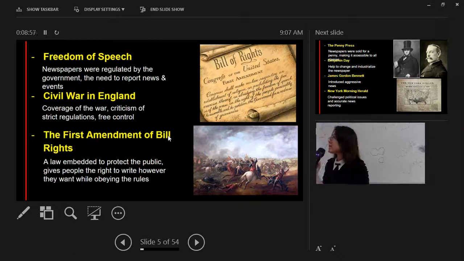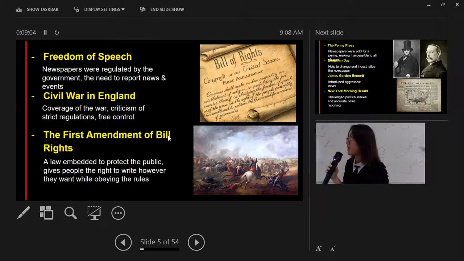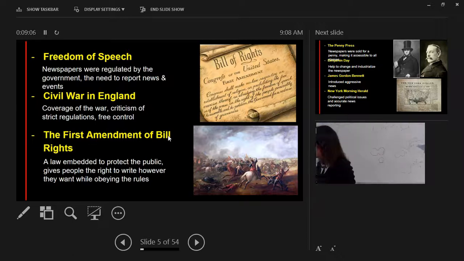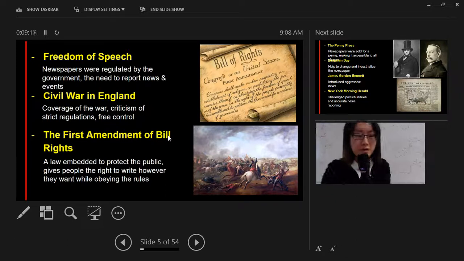And in the end, the government decided, all right, we will give you the First Amendment of the Bill of Rights, which is a law embedded to protect the public. It gives people the right to write however they want, but they need to follow a certain set of rules. So that itself was fair. The society was kind of happy about it. So let's move on further throughout the years.